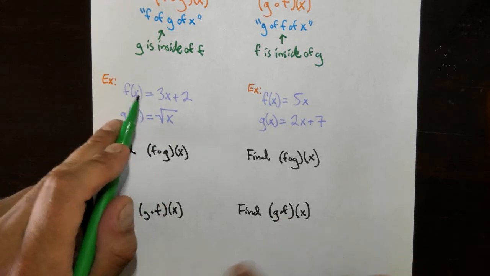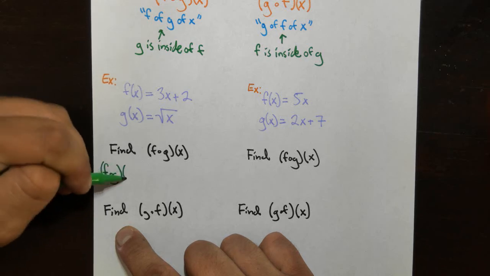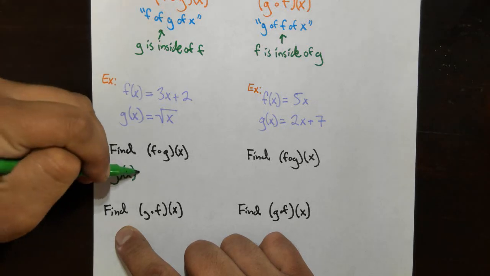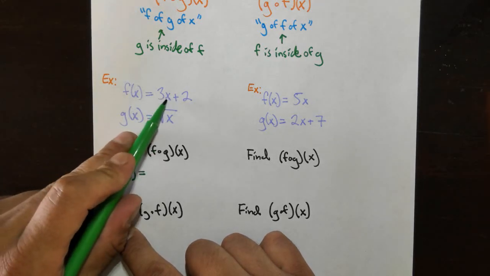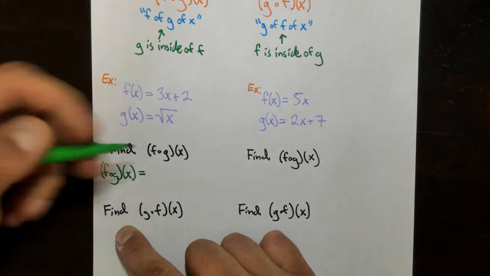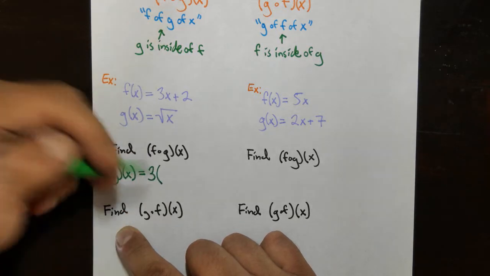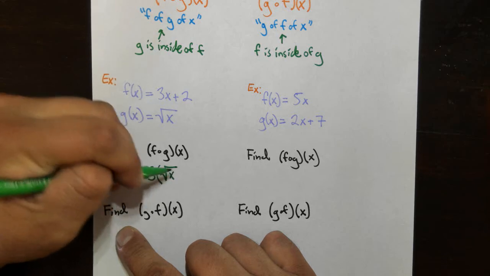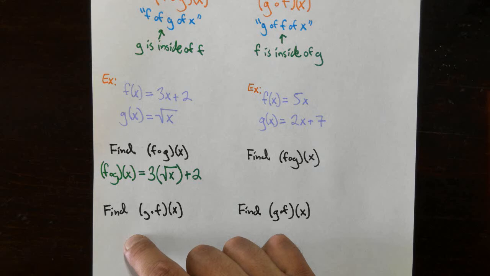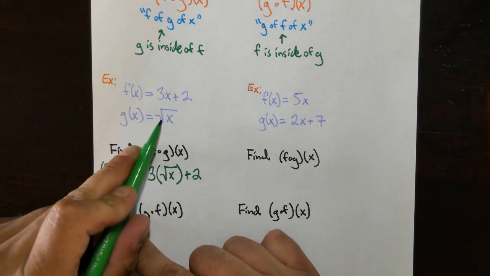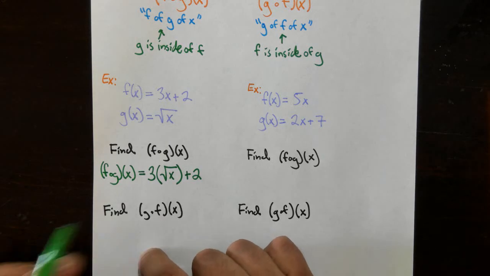So my f of g of x is going to equal, let's see, I'm putting g inside of f. So f only has this one variable here. So it's going to be 3, and then I'm going to plug in my g of x, and then plus 2. So notice what I did. I just took f of x, and every time I saw an x, I plugged in what g of x was into there. And there we have it.